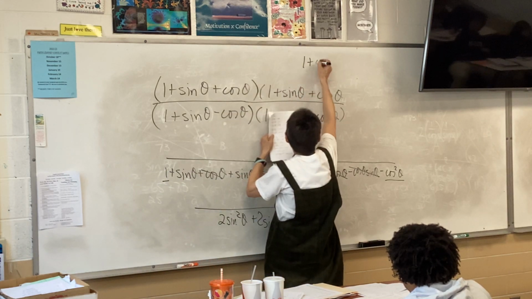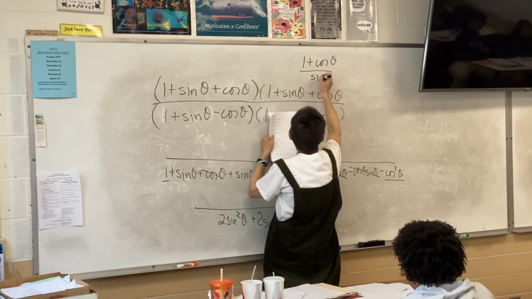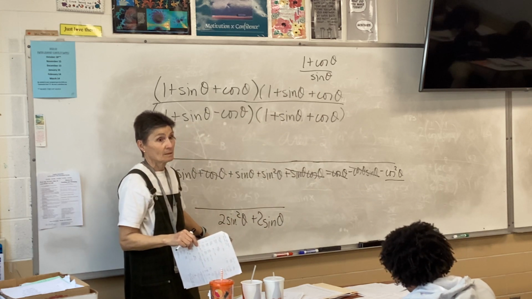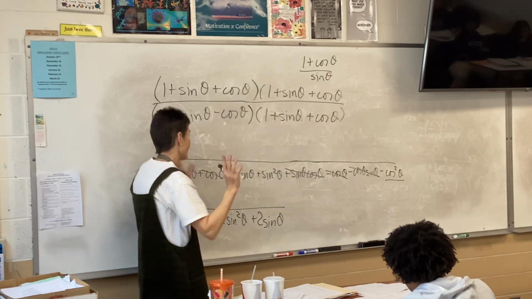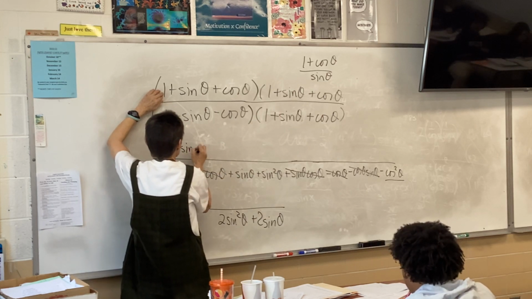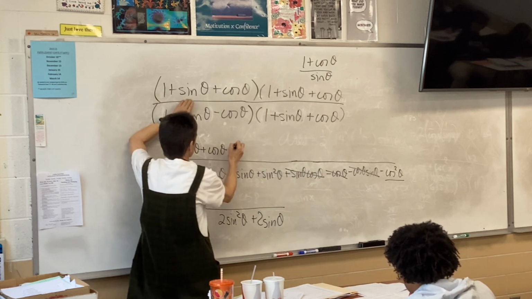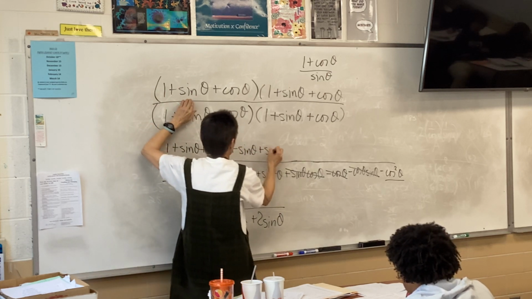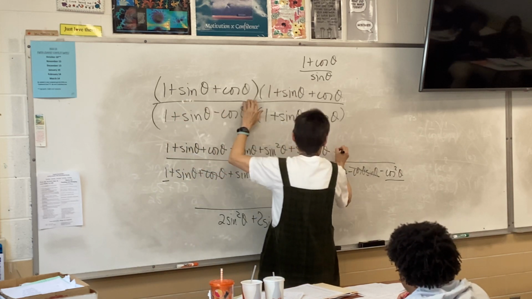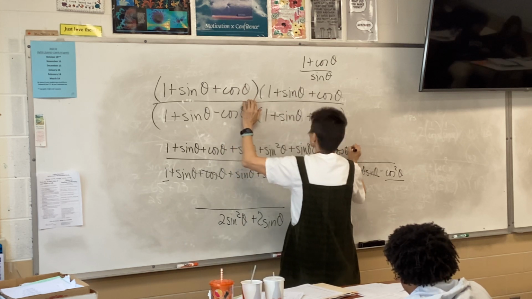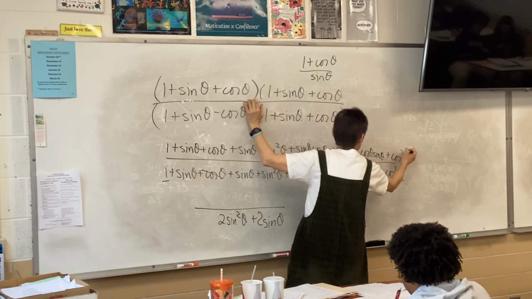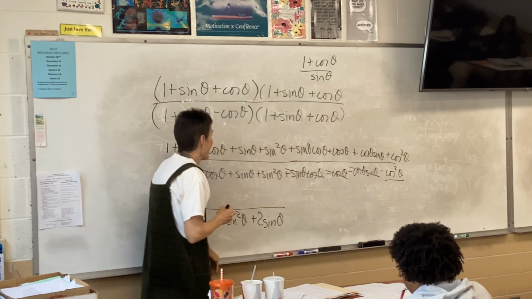Now, that actually makes me a little bit excited because I'm trying to end up with only sines on the bottom. All right, let's see what happens on the top. Same thing, FOIL, FOIL, FOIL. So 1 times all of those. Sine times all of those. And cosine times all of those. Alright, anything good come of all that?